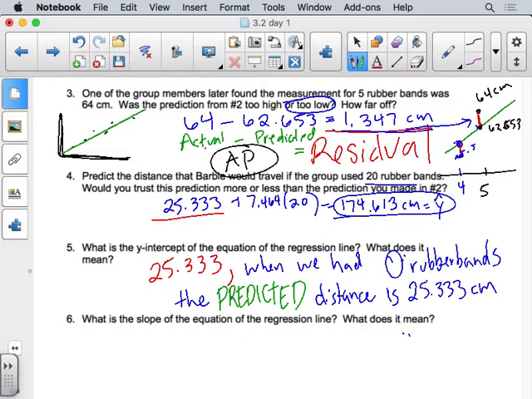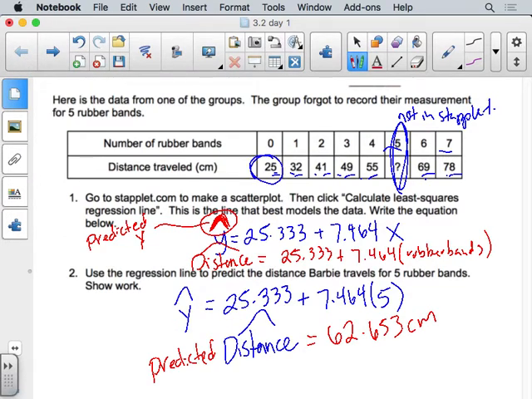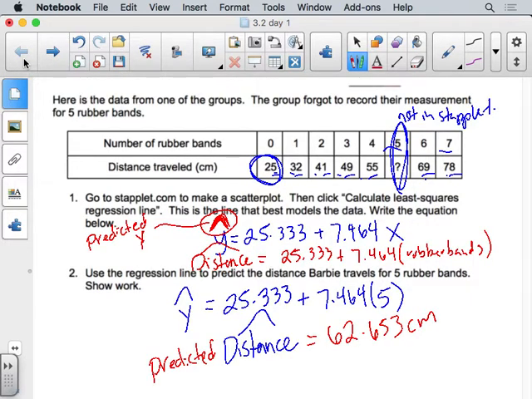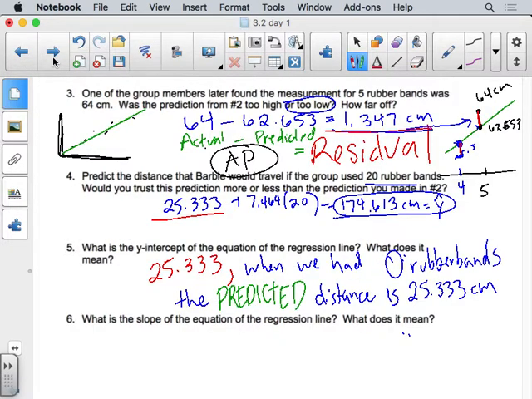Right, because we actually did this, so if I come back here, the actual distance was 25. So the y-intercept of our line of best fit was 25.33, but we actually measured the distance and the actual distance is 25. So it is important to mention that that value is the predicted one. It's not the actual value. So there's a difference. So when we had 0 rubber bands, the predicted distance was 25.33. So when x equals 0, that's what the y-intercept is.